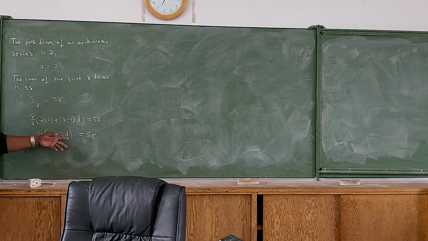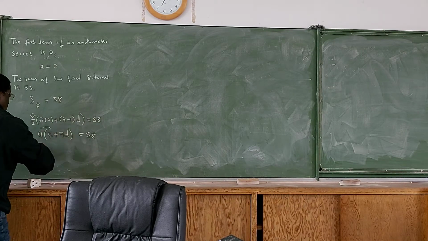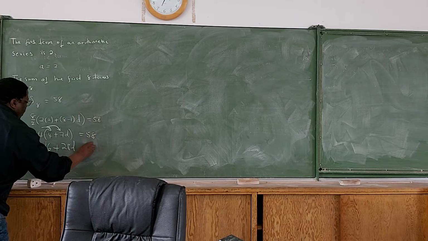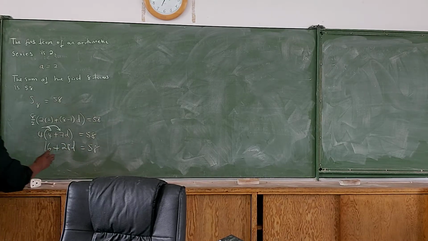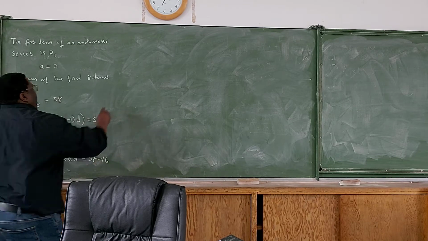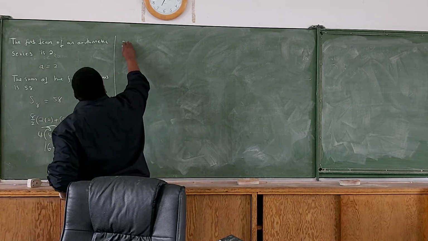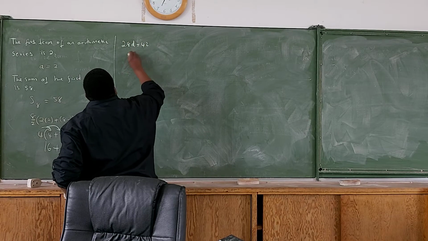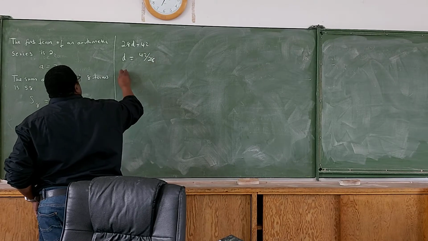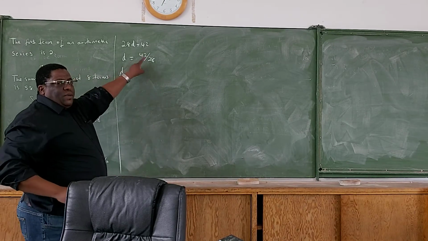So what can you do? You can multiply this over if you want to. Multiply only. So that's 16. 4 times that is 28D. And that's 58. So 28D equals 58 minus 16. And by the way, what is 58 minus 16? So D becomes 42 over 28. 7 goes there 6 times, 7 goes there 4 times.